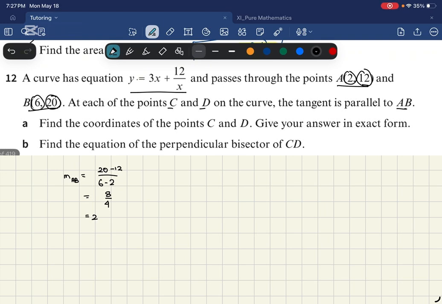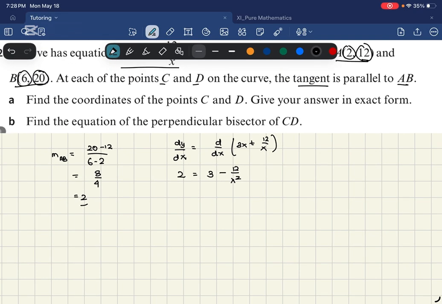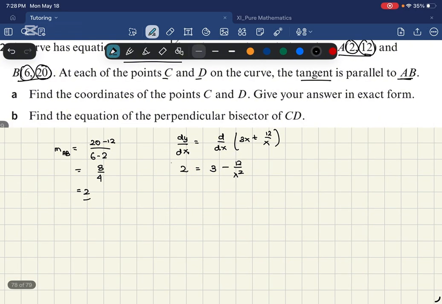All right. So now we know this. It says that the tangent is parallel. That means that the tangent line and the line AB have the same slope. So let's find dy by dx first. That is going to be d by dx of the expression 3x plus 12 over x. And if you differentiate it, you are going to get 3 minus 12 over x squared. And we want to make sure that this dy by dx is equal to 2, right? The slope has to be parallel to the slope of AB. That means they have the same slope. So if two lines are parallel, they have the same slope. So now I multiply by x squared everywhere.